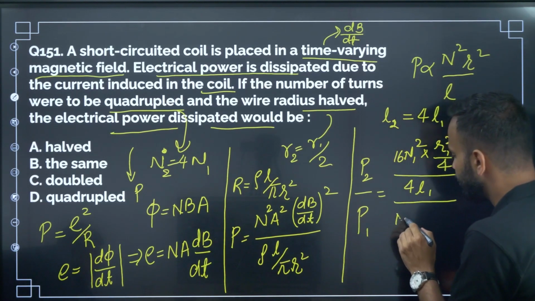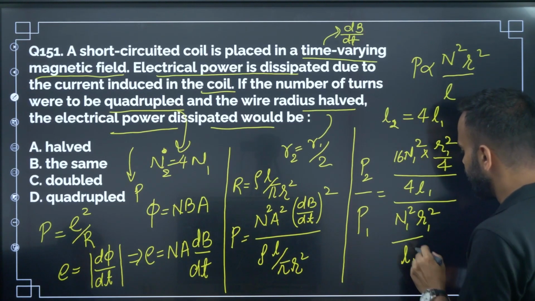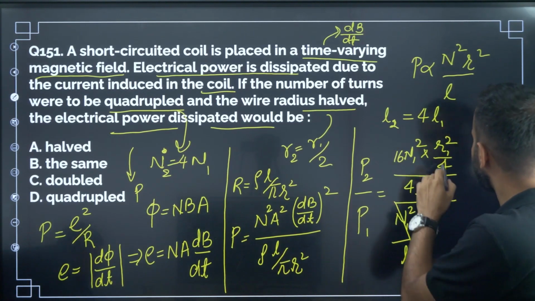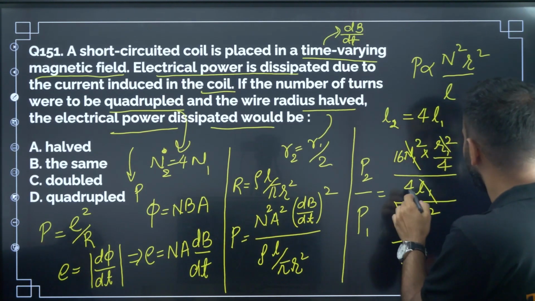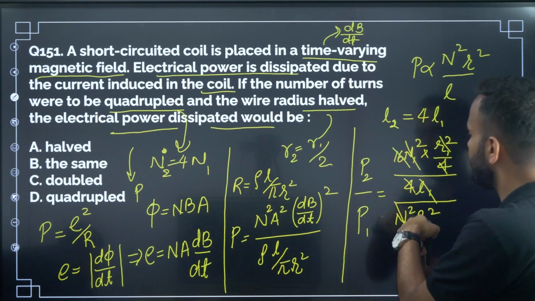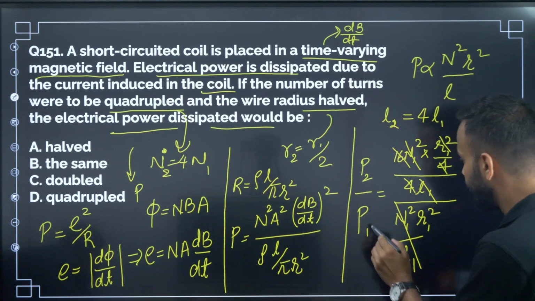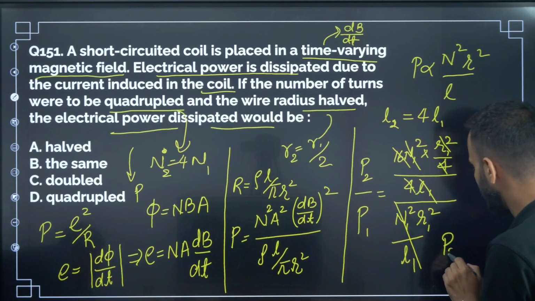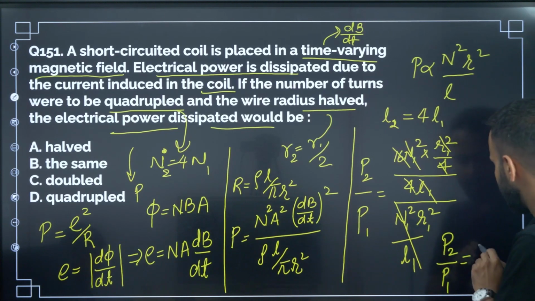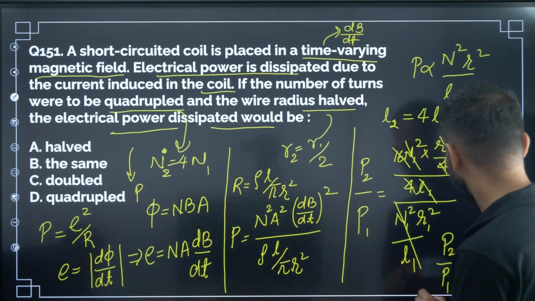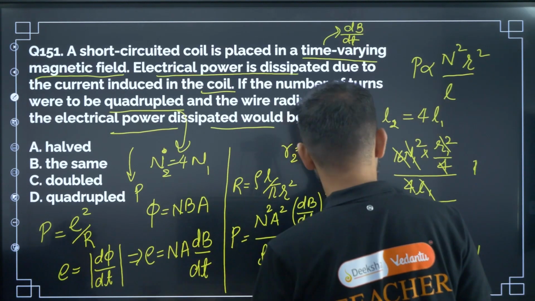Next P1 is N1 square R1 square divided by L1, right? So N1 square R1 square by L1 will get cancelled. So now 4 into 4 is 16. Now 16 by 16 is 1, right? So the ratio of the electrical power dissipated here, P2 by P1, is equal to 1, right? That is P2 equal to P1. Here P2 is equal to P1.